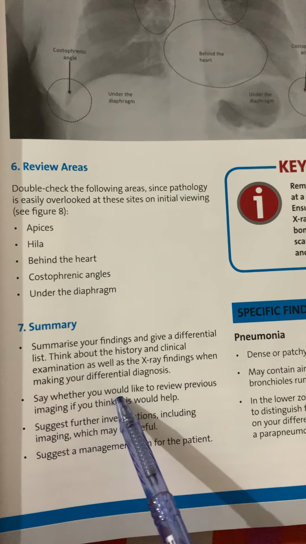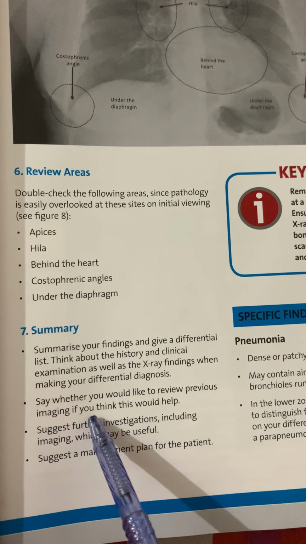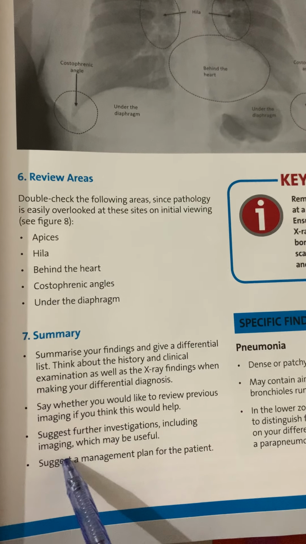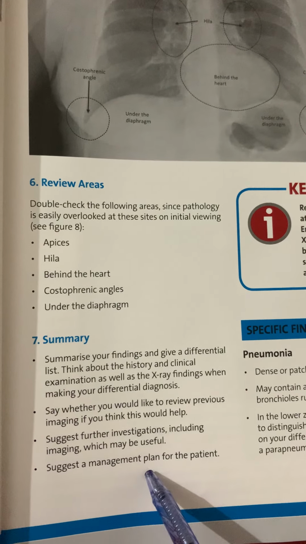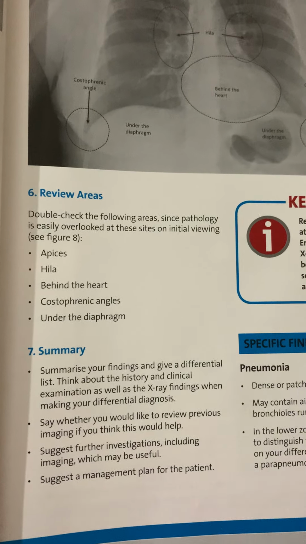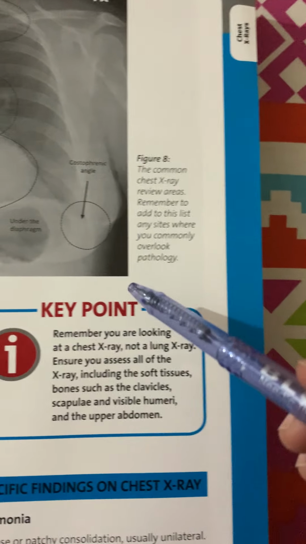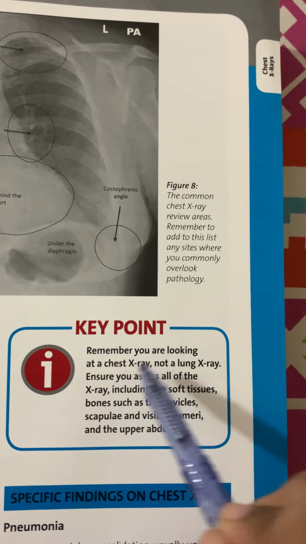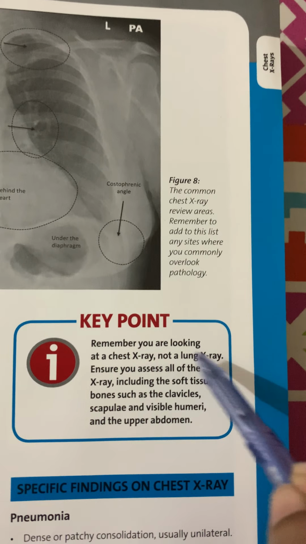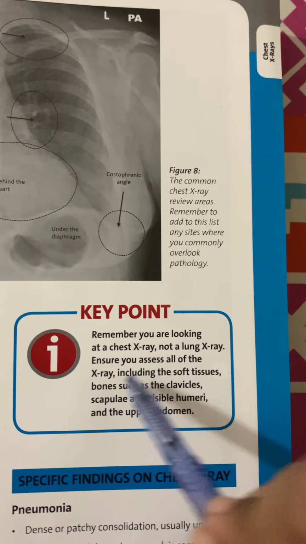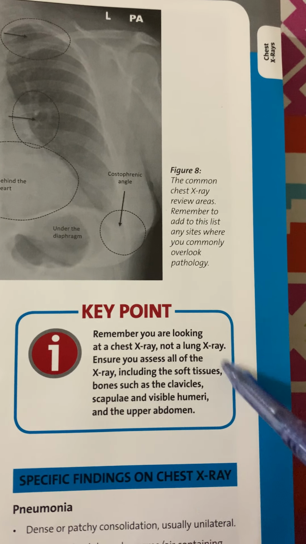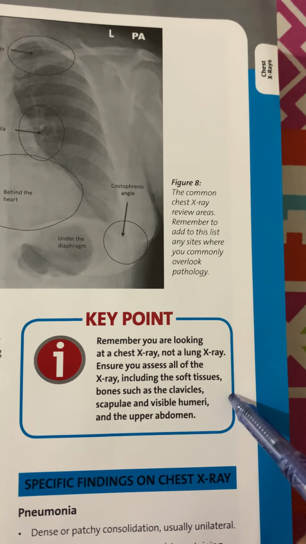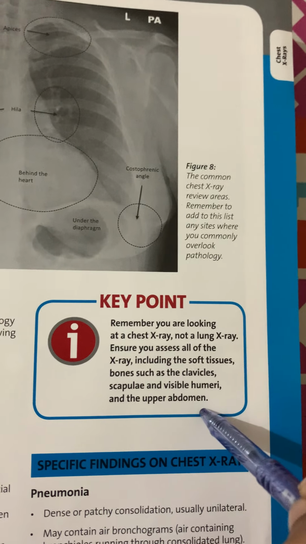Say whether you would like to review previous imaging if you think this would help, and suggest further investigation including imaging which may be useful, and suggest a management plan for this patient. The key point in the chest X-ray is, remember, you are looking at a chest X-ray, not a lung X-ray. Ensure you assess all of the X-ray, including the soft tissues, bones such as the clavicles, scapula, and visible humeri, and the upper abdomen.